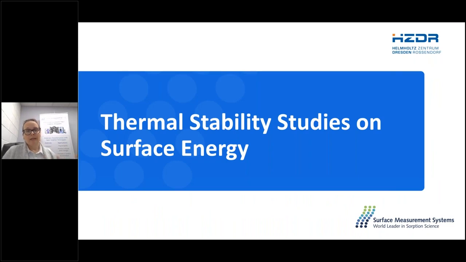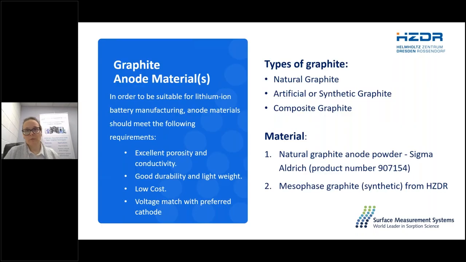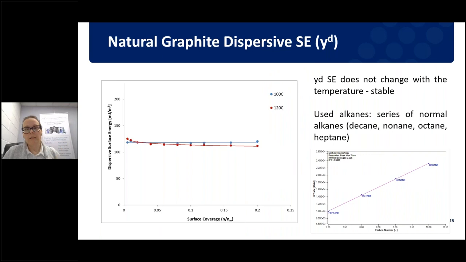So for the results on the thermal stability, at the moment we just focused on the effect of the temperature on the surface energy of these different materials. First we investigated the graphite samples. We had the natural graphite and the synthetic graphite. The natural graphite was from Sigma-Aldrich, made especially for anode powder, for battery application. And the mesophase graphite is from the Institute.